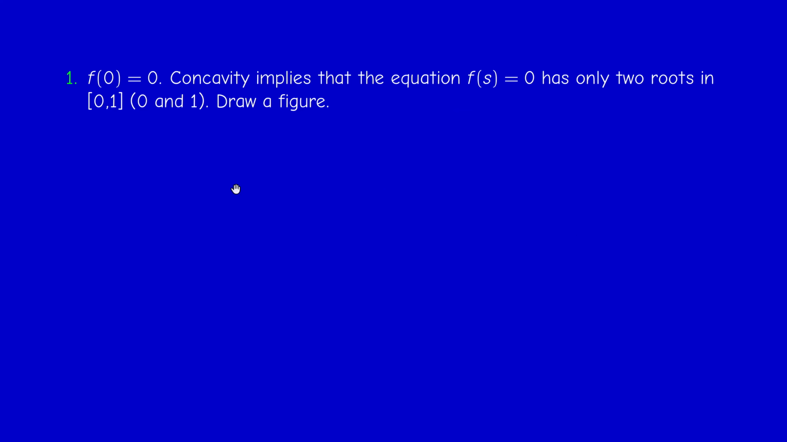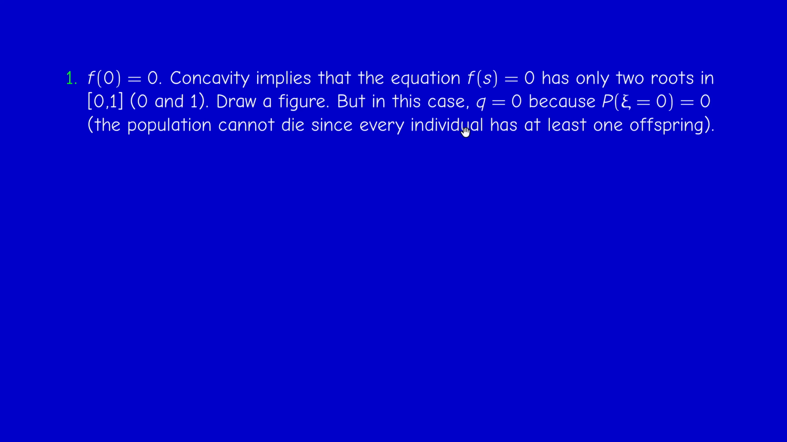If f of 0 equals 0 and f of 1 equals 0, so it's like a parabola, actually. So f is concave. It goes from 0 to a maximum and goes back to 0. So we just have two roots, 0 and 1. But in this case, q equal 0 necessarily.